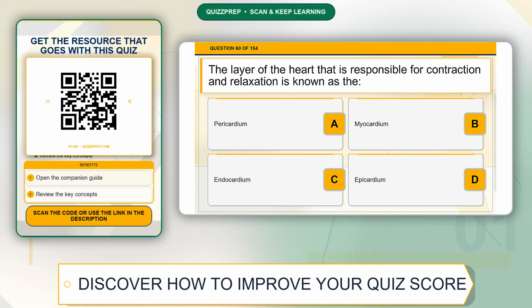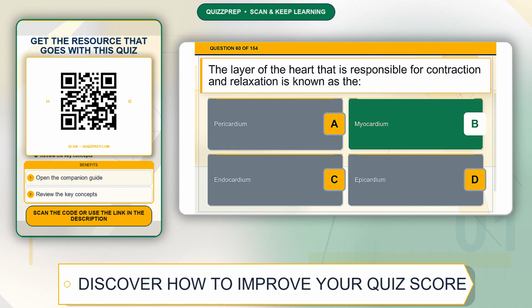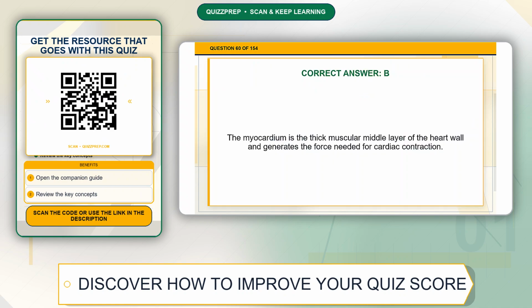Question 60. The layer of the heart that is responsible for contraction and relaxation is known as the Option A, pericardium. Option B, myocardium. Option C, endocardium. Option D, epicardium. The correct answer is option B, myocardium. Explanation. The myocardium is the thick muscular middle layer of the heart wall and generates the force needed for cardiac contraction.